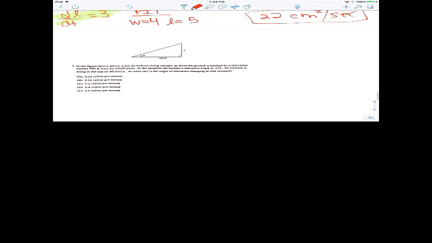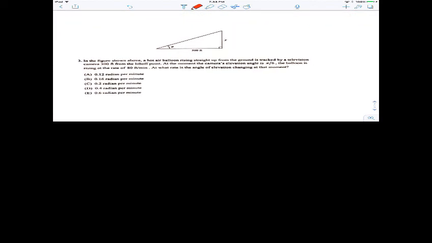All right, we're going to look at one more, and then we are out of here, unless you guys have some questions. So in the figure above, a hot air balloon is rising straight up from the ground. It's tracked by a television camera 300 feet from the liftoff point. That does not change. That will probably be important. At the moment when the camera's elevation is pi over 6, so that's at a point in time, the balloon is rising at a rate of 80 feet per minute. Now, rising, that is the change in its height. So dy/dt equals 80 at the point when theta is pi over 6.